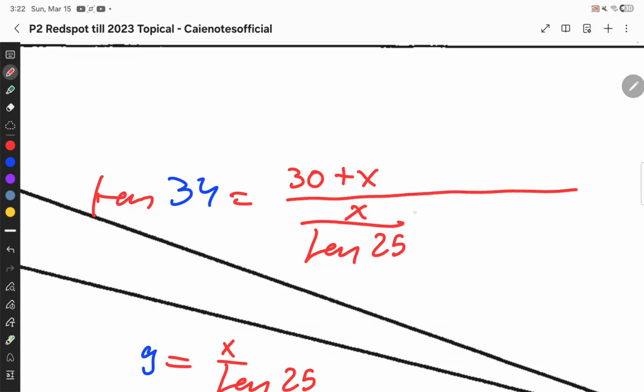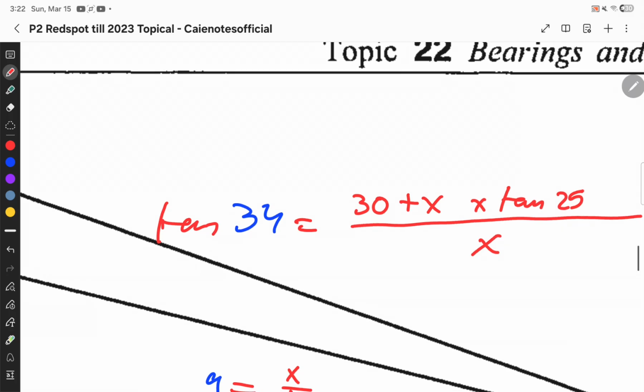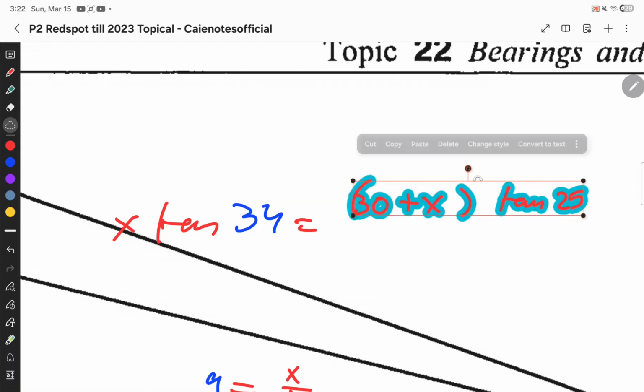Now let's simplify this fraction a little bit. Let's extend this and multiply on both sides by tangent of 25. Next, we are going to get x in the denominator, which, to make it simple, I will put here. I will multiply it on the other side. Don't worry, I'm just multiplying it on the other side. This will be 30 plus x times tangent of 25. I'm just putting it right here in one step.